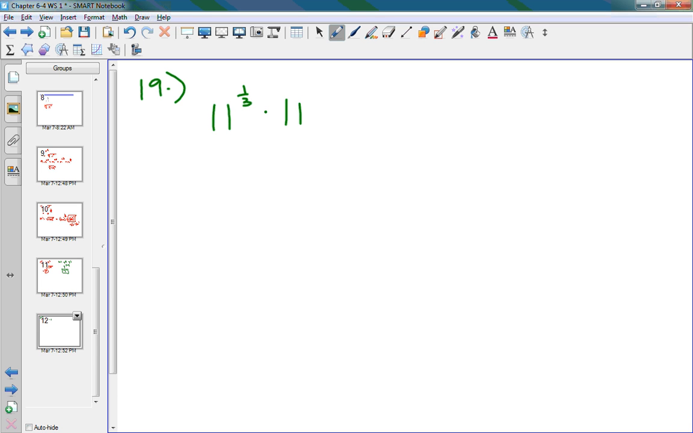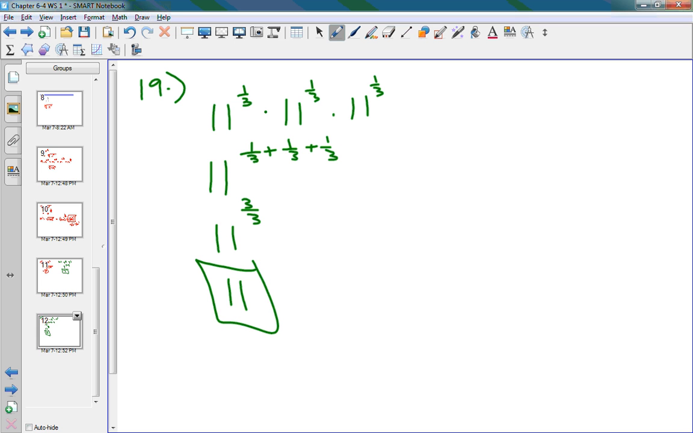11 to the 1/3 times 11 to the 1/3 times 11 to the 1/3. Are my bases the same? So add them. So this is 11 to the 1/3 plus 1/3 plus 1/3. So how many thirds do I have up there? 3. So I have 3 over 3, which is 1. Okay, how about number 20?